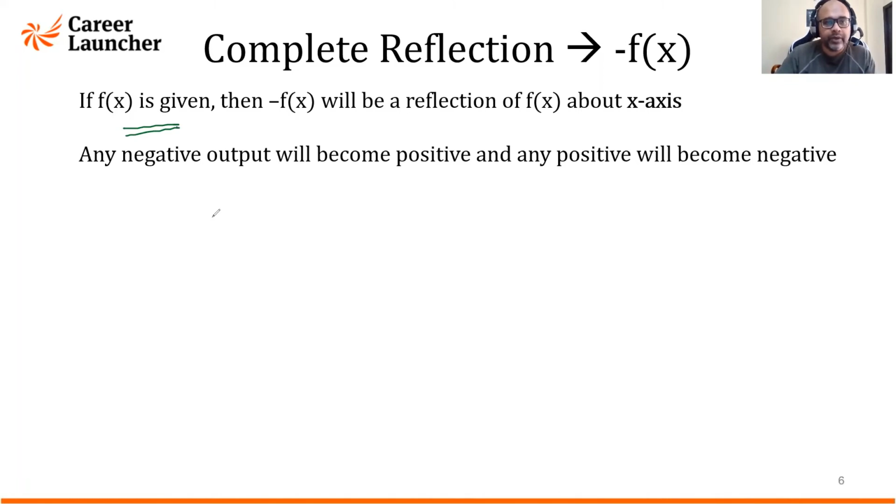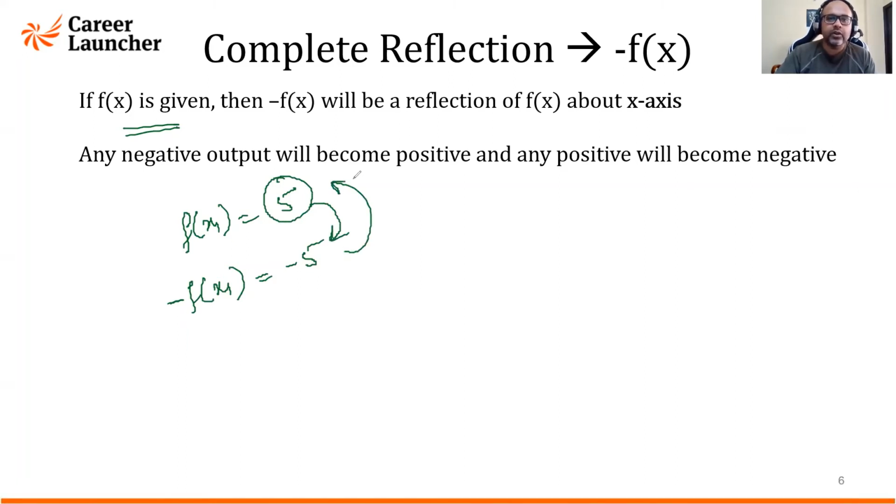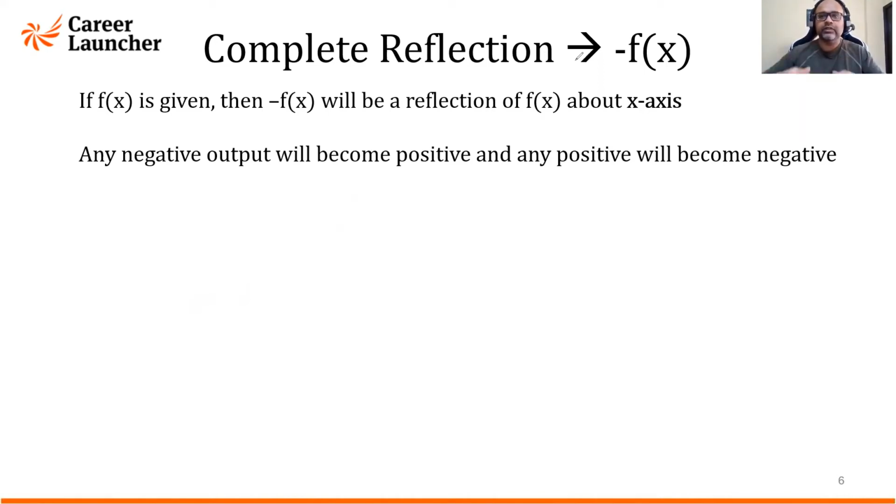Now, why is it happening? Because let us say f of x1 equal to 5, then minus f of x1, if I want to find my answer, will be -5. So whatever is positive here will turn out to be negative. Whatever is negative will turn out to be positive. Basically, it is reflection along your x-axis. So let's take a look at what happens and how does the graph look like.